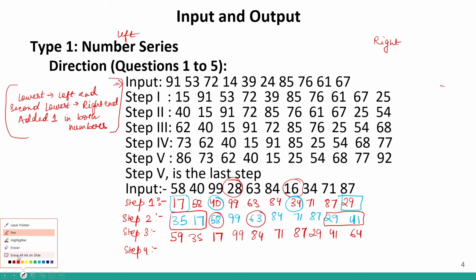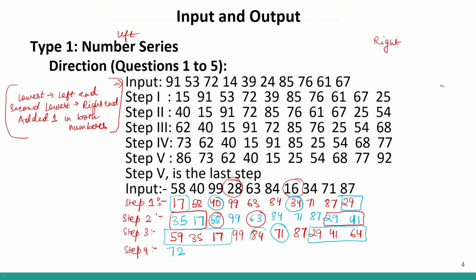Step 4, again, positions these 3 positions are fixed. These 3 positions are already fixed and these 3 positions are already fixed. Now the lowest number I can see is 71. So it will become 72 and come here.